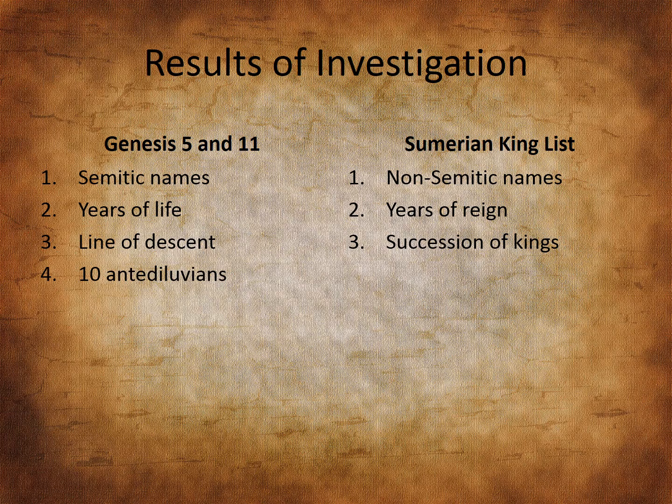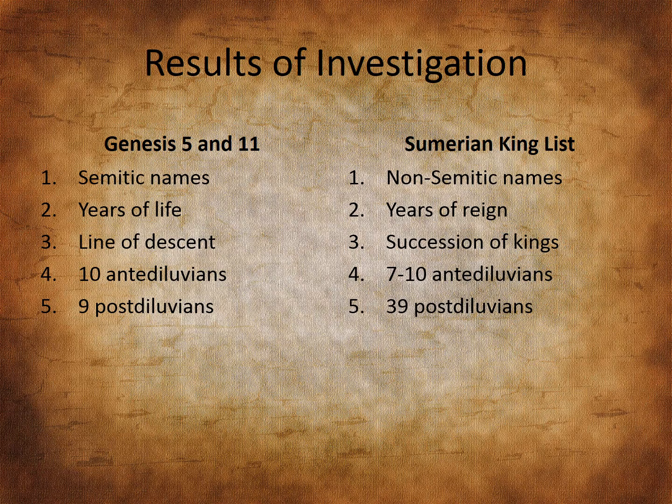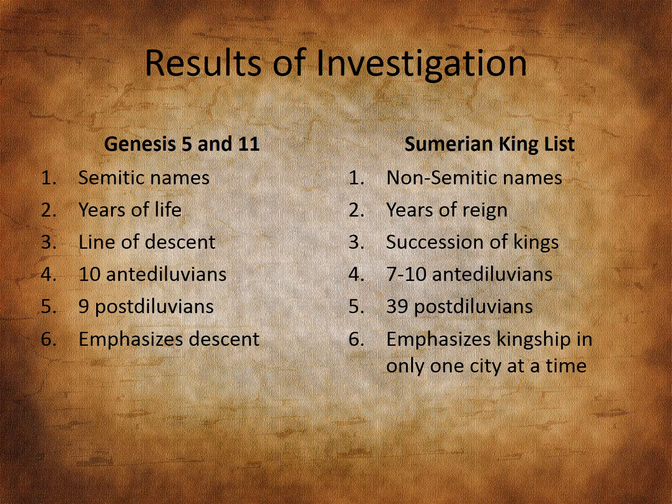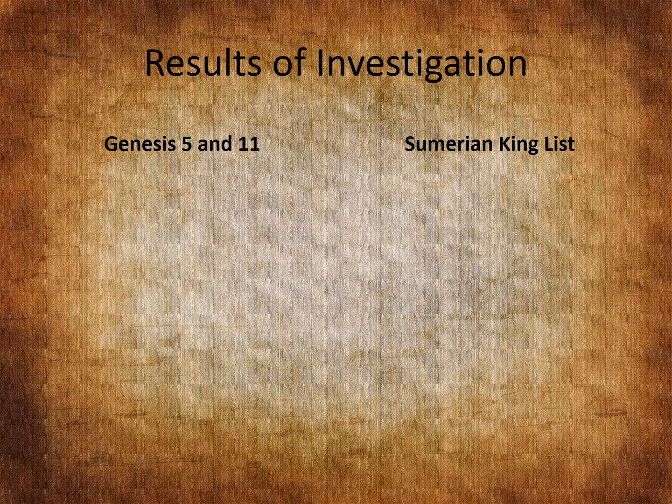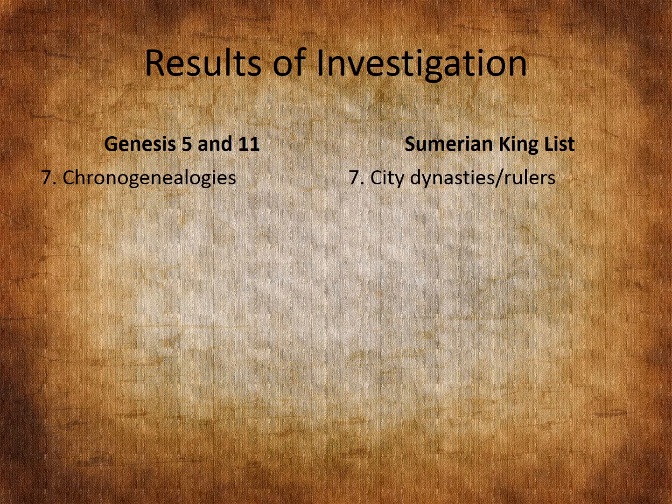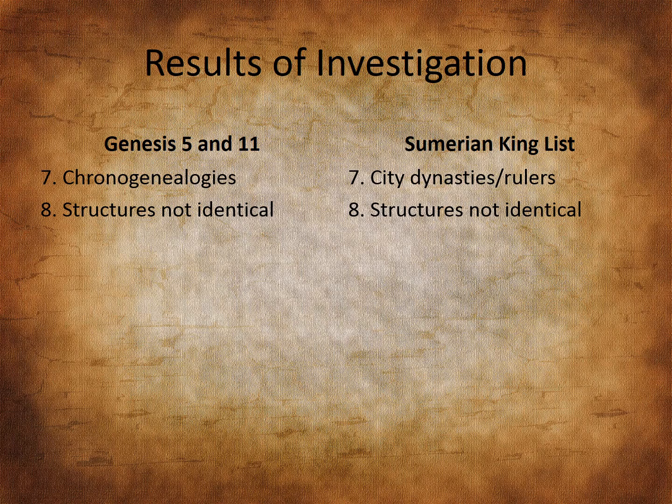Ten antediluvians appear on one list, with anywhere from 7 to 10 on the other. The post-diluvian numbers are even more dramatic, 9 on one list and 39 on the other. While Genesis emphasizes descent, the Sumerian king list emphasizes kingship in only one city at a time. The information in the first is well described by the word chronogenealogies, but the Sumerian king list focuses on city dynasties and rulers. The structures within the lists are not identical, and only one focuses on chronological information.